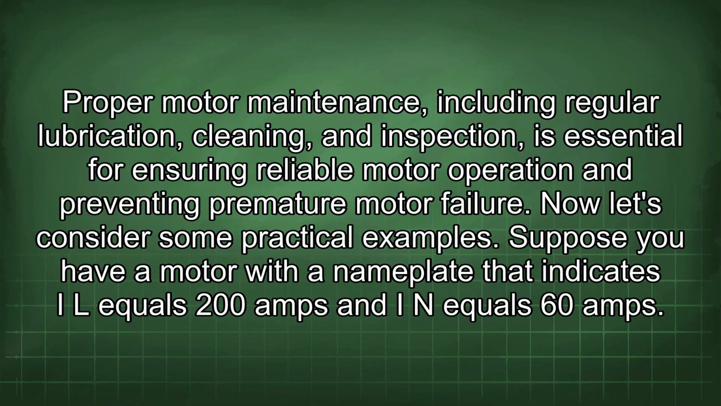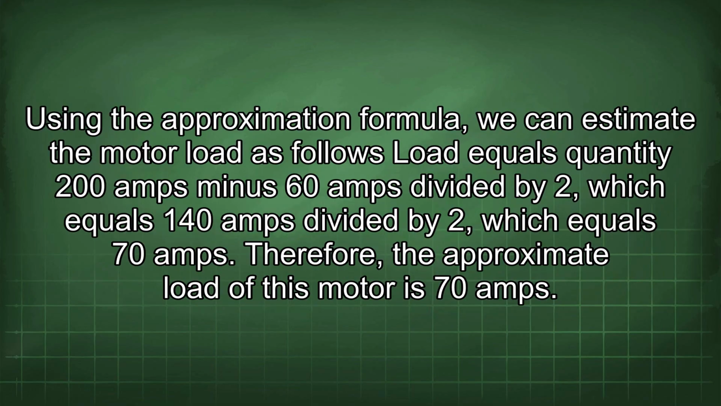Suppose you have a motor with a nameplate that indicates IL equals 200 amps and IN equals 60 amps. Using the approximation formula, we can estimate the motor load as follows: load equals (200 amps minus 60 amps) divided by 2, which equals 140 amps divided by 2, which equals 70 amps. Therefore, the approximate load of this motor is 70 amps.